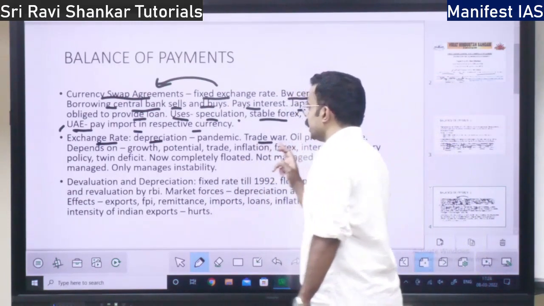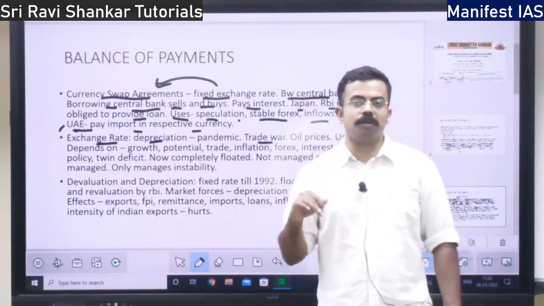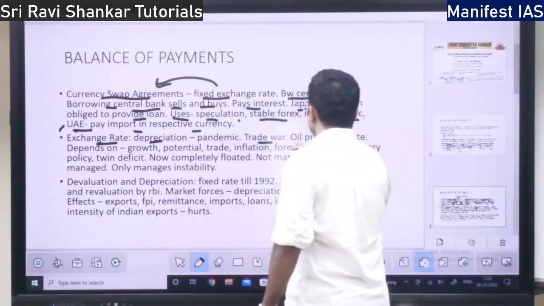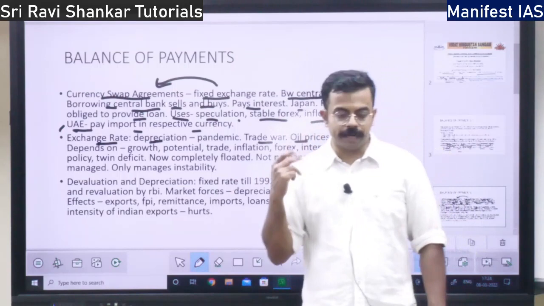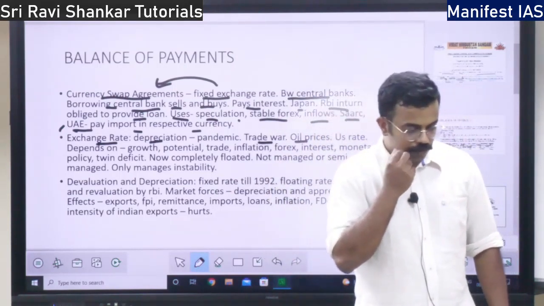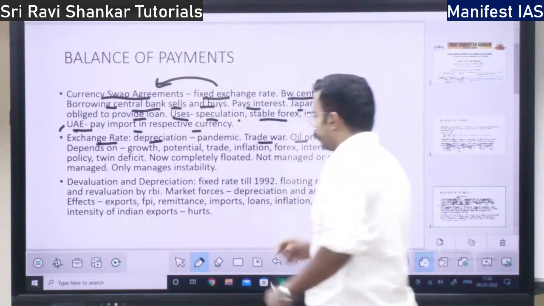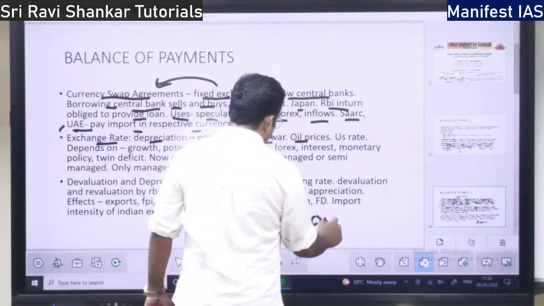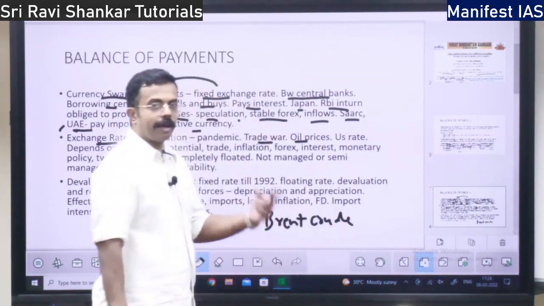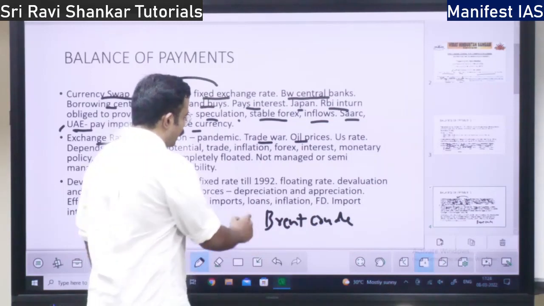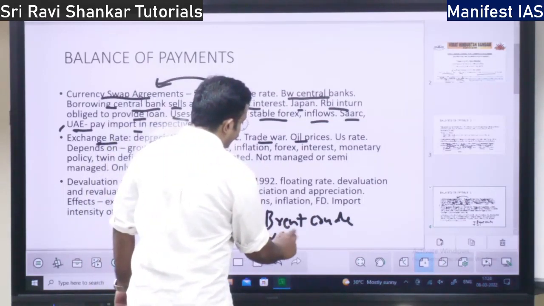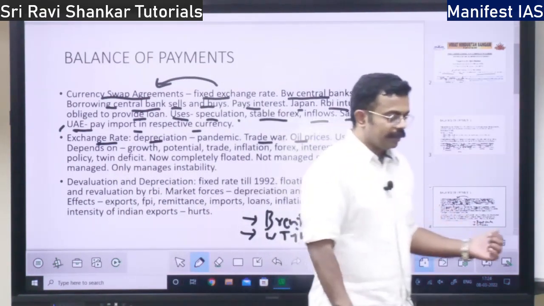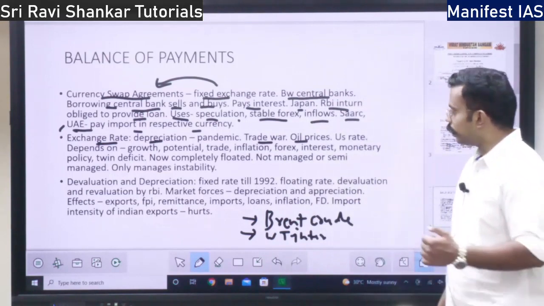Then trade war: the exchange rate is dependent on trade war, right? If there is a trade war, definitely the currency is going to depreciate. Oil prices: if crude oil prices increase, Brent trade. There are actually two indices with respect to crude oil. One is Brent crude, and the other one is West Texas Intermediate. These two are the indices with respect to crude oil.